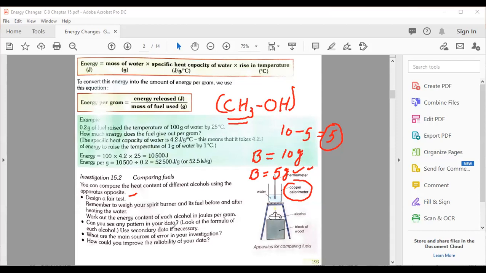Use secondary data if necessary. What are the main sources of error in your investigation? You should also find the answer to this question. And the last assignment for you: how could you improve the reliability of your data? Whatever result you get, how can it be made more reliable? So my dear, that is all about today.